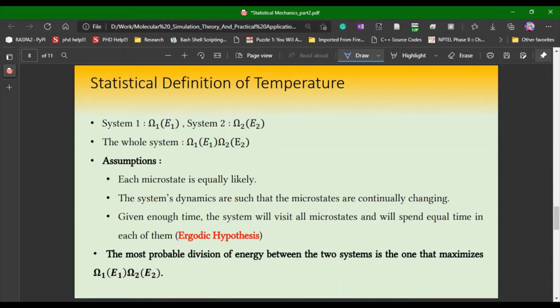So we assume that each microstate is equally likely. We don't differentiate between one microstate and the other, because we say that each of them is equally likely. Then we say that the system is behaving in such a way that the microstates are continually changing. They are changing, but as we defined, all the microstates lead to a certain macrostate, right? And then given enough time, we say that the system will visit all the microstates and will spend equal time in all the microstates. This is something called the ergodic hypothesis.